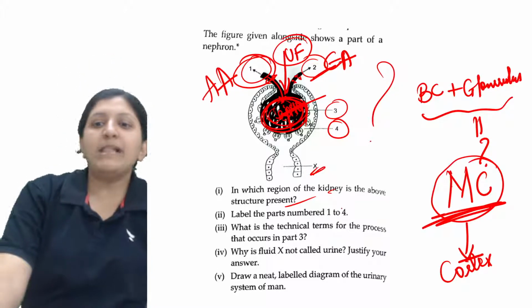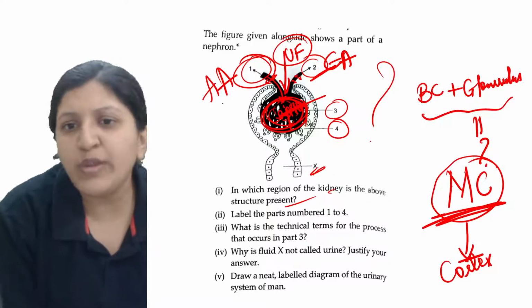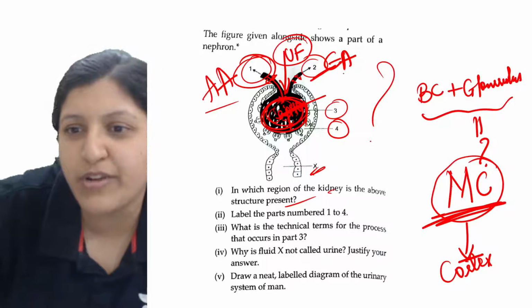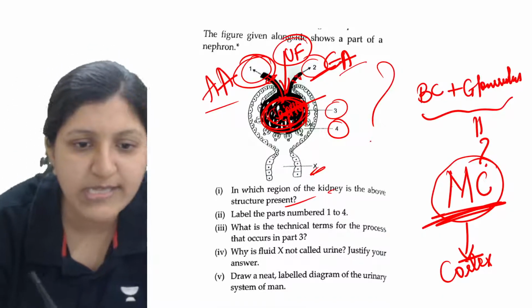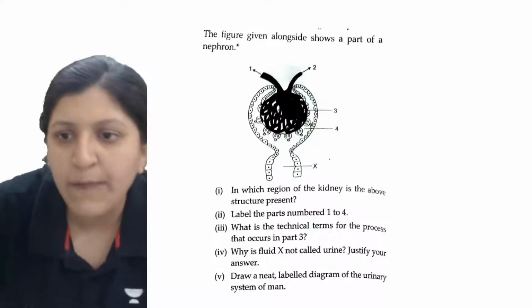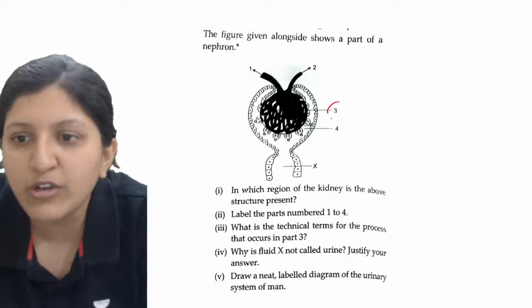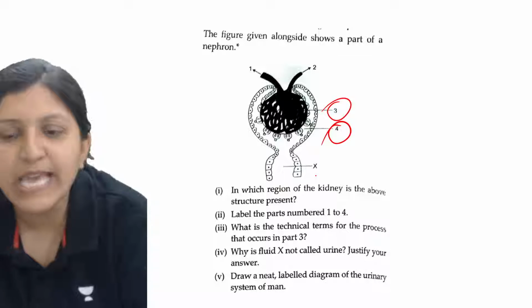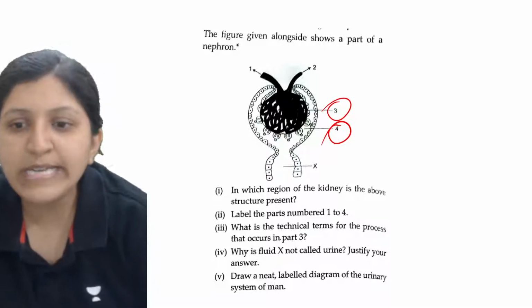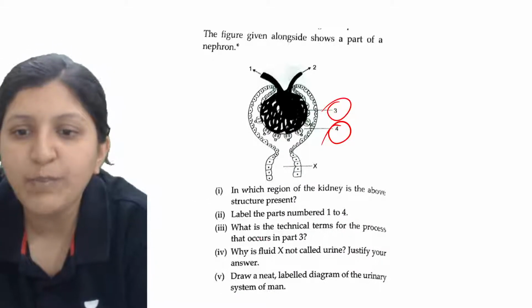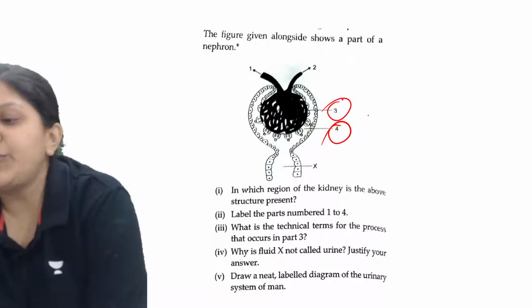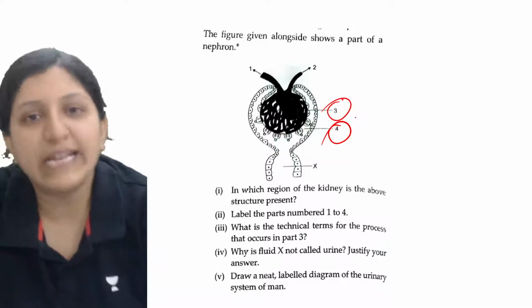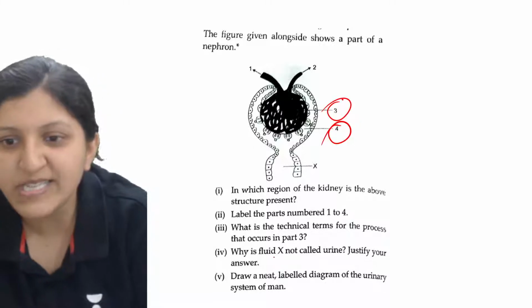Okay, so label the parts 1, 2, 3, 4. 1, 2 you labeled, that is the efferent arteriole. The third one is what they have labeled. Let me just erase this part. So what exactly is this third one? Glomerulus, and this one is Bowman's capsule, right? So what is the technical term for the process that occurs in part 3? In the glomerulus, what exactly process occurs? That is the ultrafiltration process.